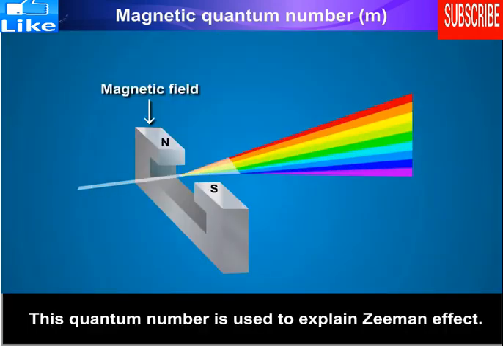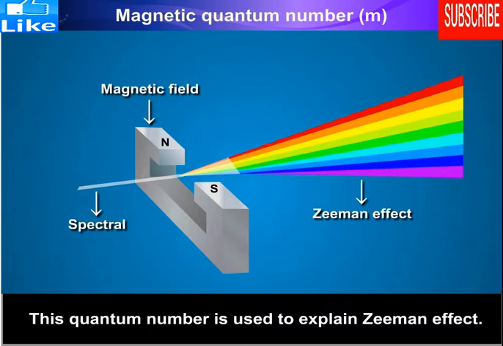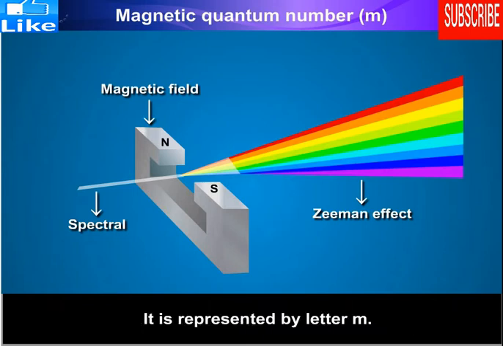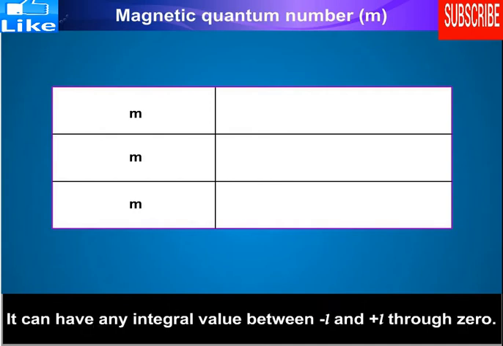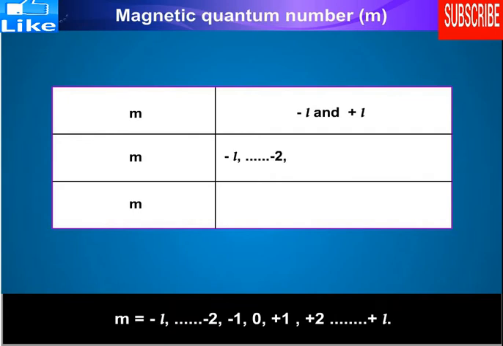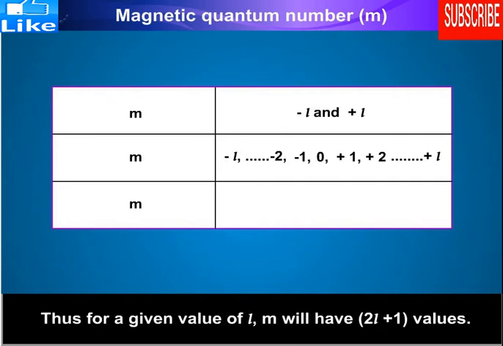This quantum number is used to explain the Zeeman effect. It is represented by the letter m. The values of m are governed by the value of l. It can have any integral value between minus l and plus l through 0. m is equal to minus l, and so on, up to minus 2, minus 1, 0, plus 1, plus 2, and so on, up to plus l. Thus, for a given value of l, m will have 2l plus 1 values.